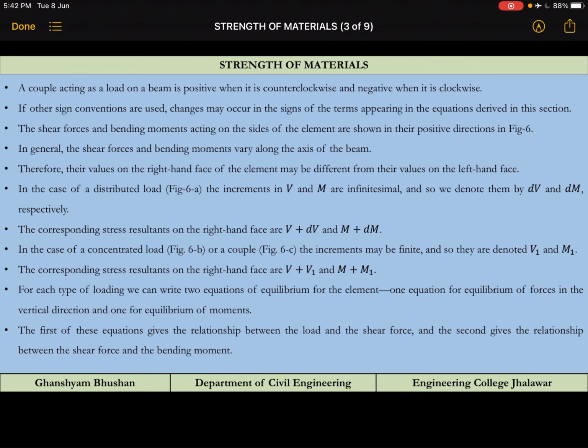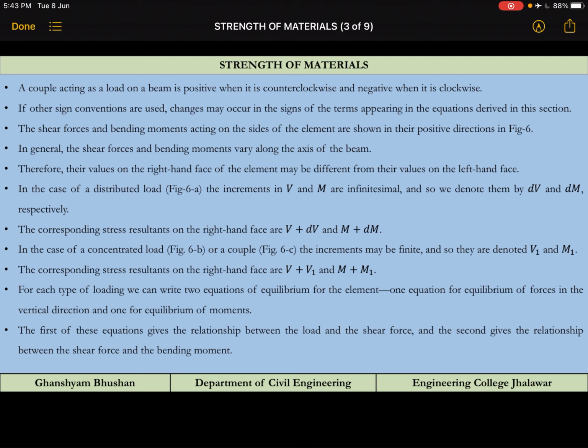Now a couple acting as a load on a beam is positive when it is counterclockwise and negative when it is clockwise. So if it is anticlockwise, then the couple will be positive, and if it is clockwise, then it will be negative. So these are the sign conventions which you have to keep in mind. Now if other sign conventions are used, changes may occur in the signs of the terms appearing in the equations derived in this section. So you are free to take your own direction. This is the convention we will be following to derive this set of equations. If you change the direction, the positive will become negative and the negative will become positive. So it is up to you. You are advised to follow any one sign convention.